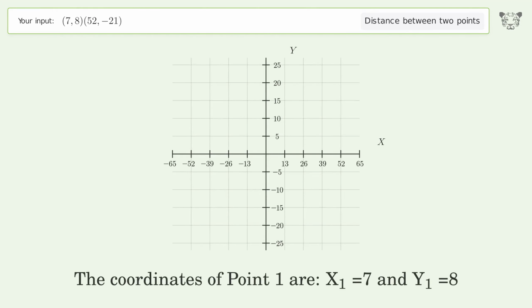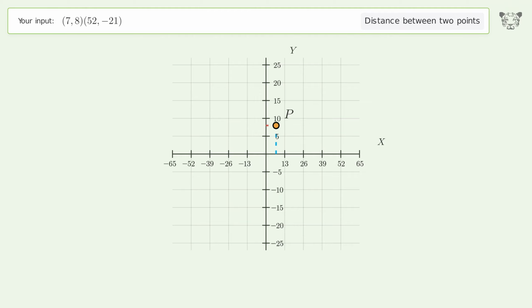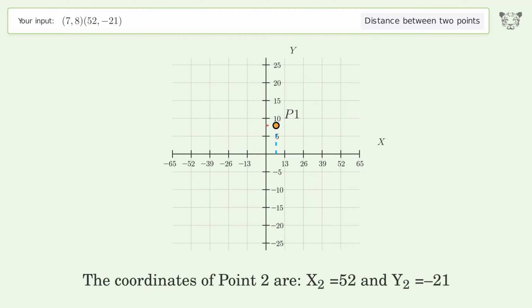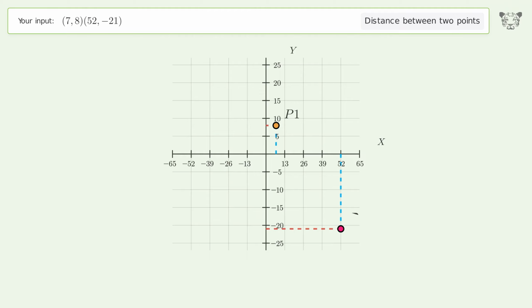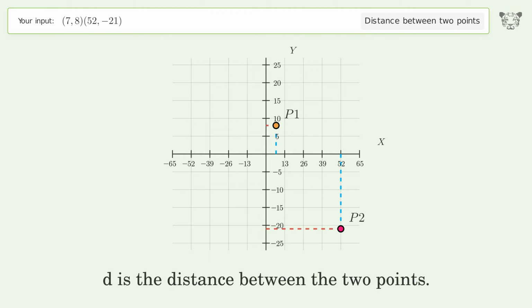The coordinates of point 1 are, x1 equals 7 and y1 equals 8. The coordinates of point 2 are, x2 equals 52 and y2 equals -21. D is the distance between the 2 points.